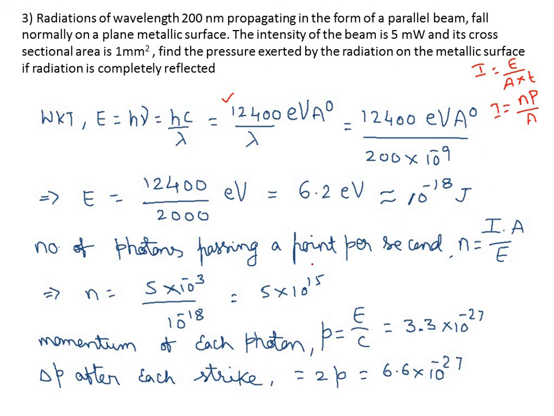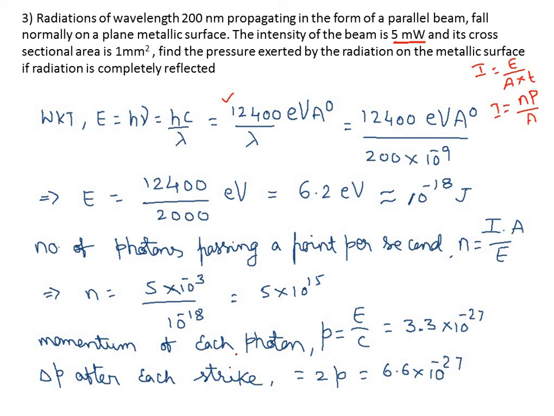So the number of photons is nothing but 5 into 10 power minus 3 by 10 power minus 18. Remember, the intensity of the beam has been mentioned for us, 5 milliwatt. That's what I did here, and 10 power minus 18 is the energy which you have calculated here, so N equals 5 into 10 power 15.